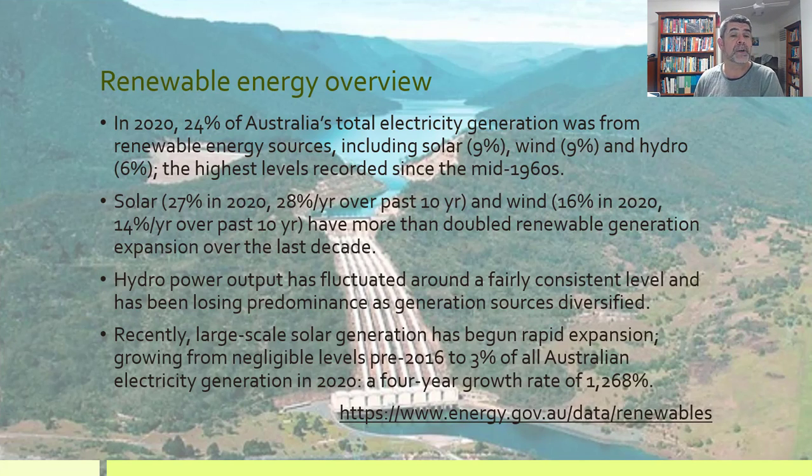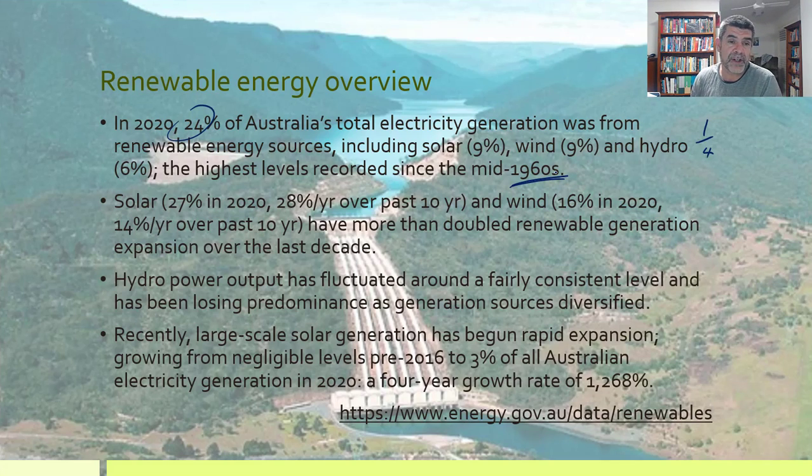In 2020, 24% of Australia's total electric generation was from renewable energy sources. That's almost a quarter. And that's a pretty impressive increase from what we did have. The major areas, as we talked about, are solar, wind, and also hydro, which is still in there and I guess kicking away as one of our sources of renewable energy generation. But these levels are the highest on record since about the mid-1960s. So we are trying to respond to this issue of renewable energy generation.